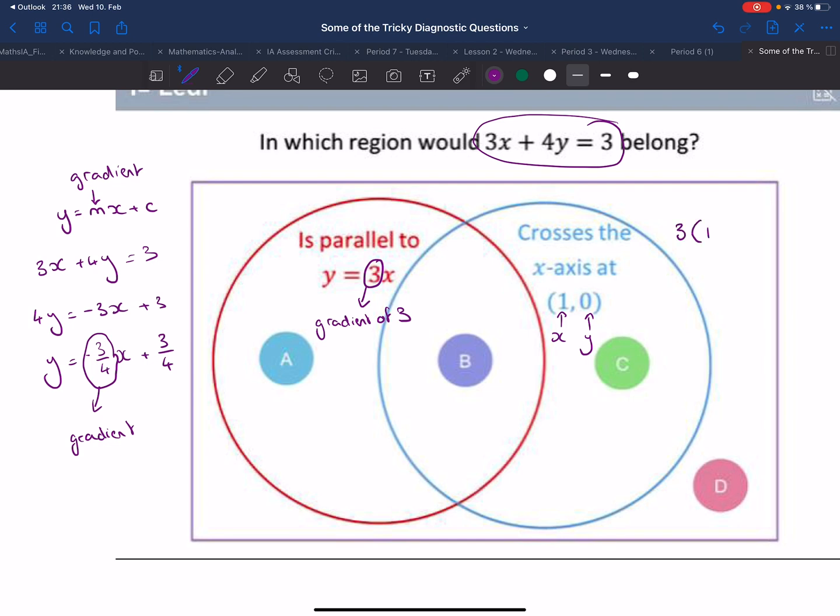So it's 3 times 1 plus 4 times 0. And it should equal 3. That's what the equation says. So let's check if that's true. 3 times 1 is 3, plus 4 times 0, which is 0. And yeah, 3 plus 0 does equal 3. So it works out, which means I know that this point rests on the line. So what we're saying is that the equation doesn't have a gradient of 3, but it does cross the x-axis at (1, 0), which means it should rest in this area here in region C.